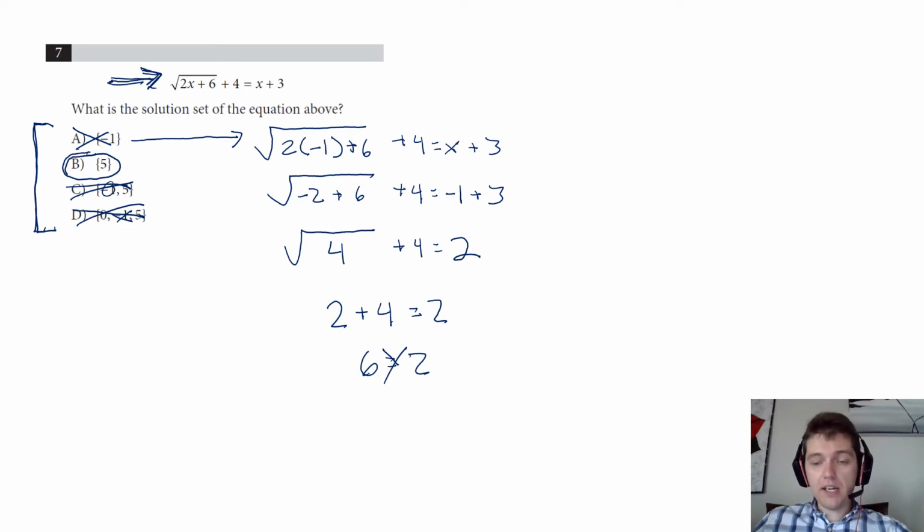If you had any doubts or time left at the end of the test, you want to double check your work. You could also plug in 5 into that solution set and verify that 5 is a solution. So I'll do that. I'll write that out here now.